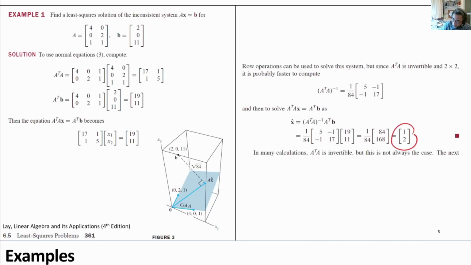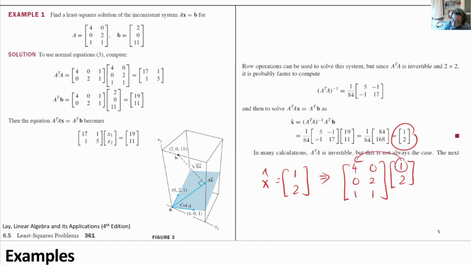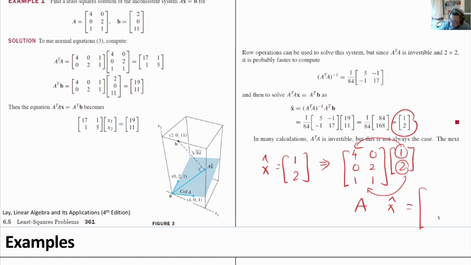Using the normal equation, we have solved x hat equals 1, 2, implying the first column of A, 4, 0, 1, and the second column, 0, 2, 1, multiplied by 1, 2. This means 1 is multiplying the first column, 2 is multiplying the second column, and we add them up together. This is A x hat. And where is A x hat? You can work it out, and the answer is 4, 4, 3, which is this point over here.